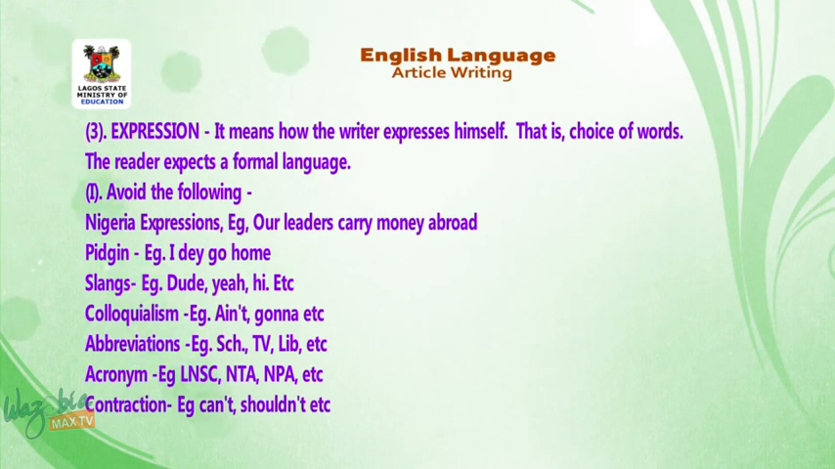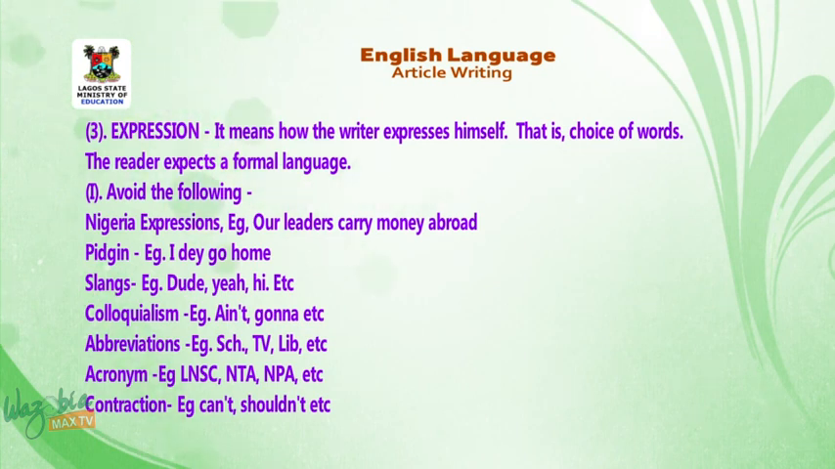Abbreviation. Please don't write your school as SCH, or television as TV, or library as LIB, etc. Write your words in full. Next one, acronyms. NTA, NPA, these are acronyms. For example, NTA means Nigerian Television Authority. Please write the names of these institutions in full. Write your NPA as Nigerian Ports Authority.